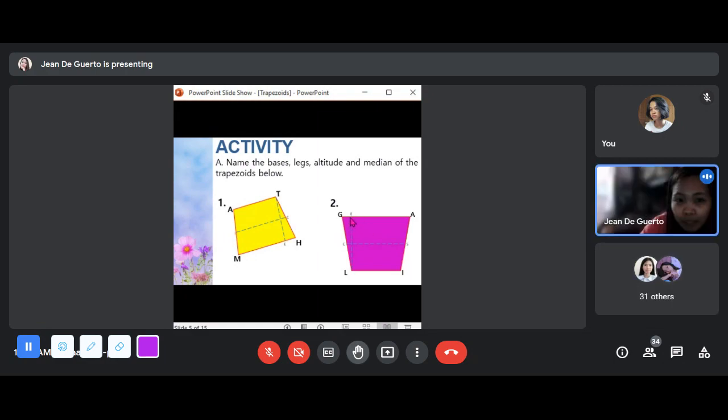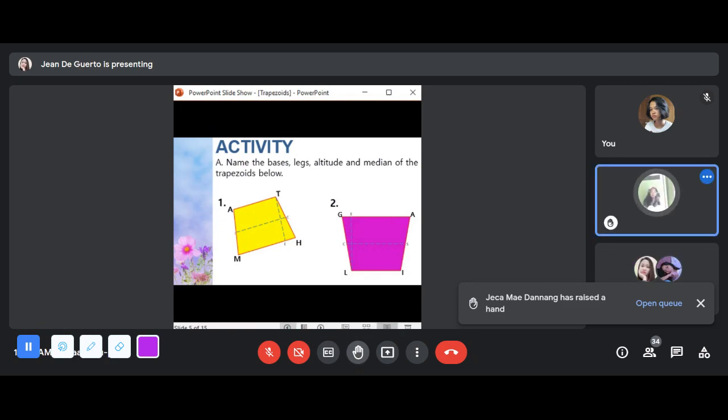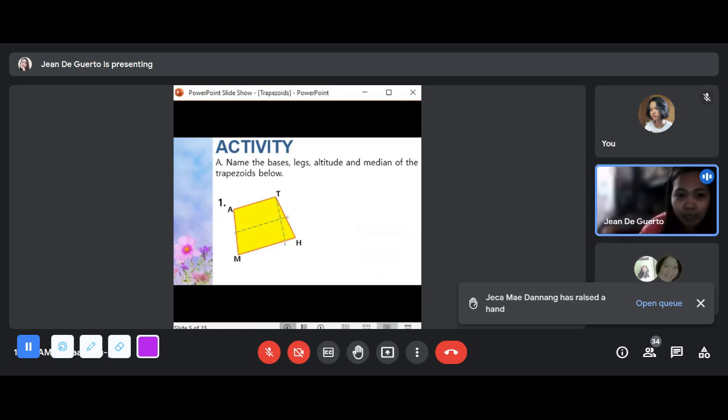It should be segment. Okay, segment EL. So, let me correct that, it is not a side, but it is a segment. Because the sides of our trapezoid are GA, AI, IL, and GL. So this, it is a segment. Okay, how about the median? Segment CS po. Okay, so we have line segment CS.